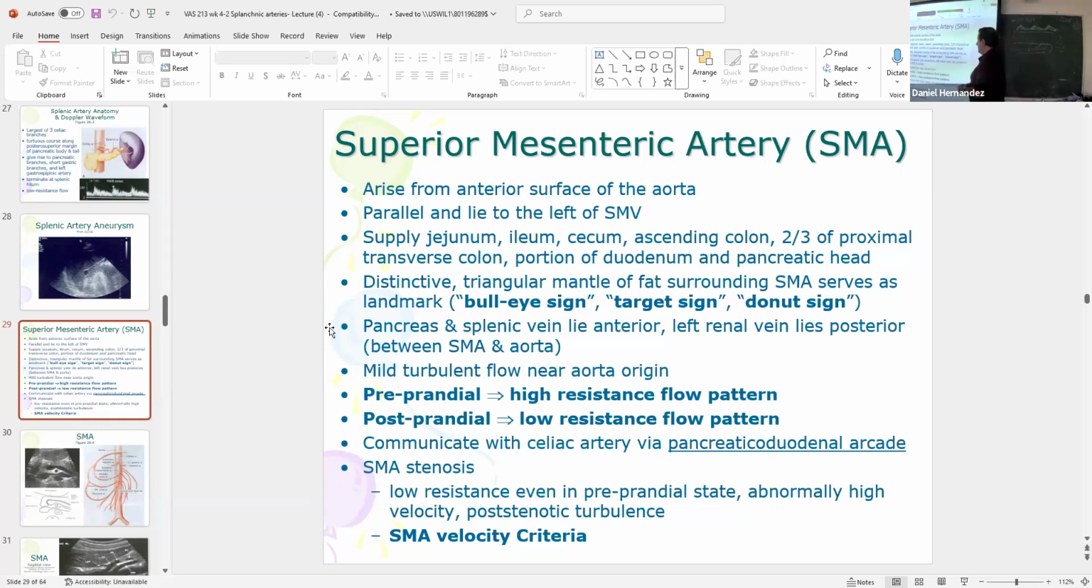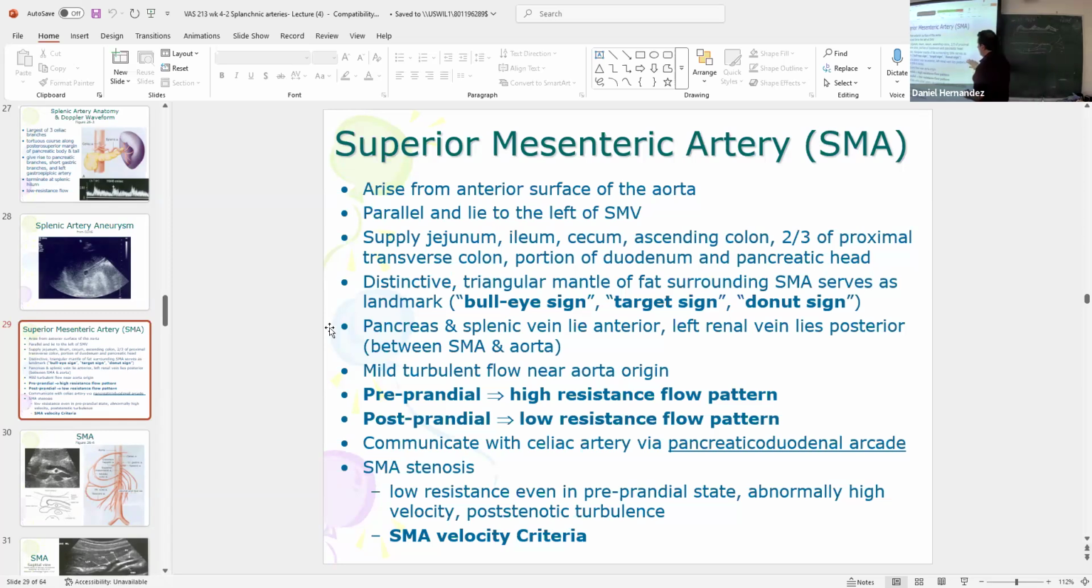The pancreas and splenic vein lie anterior to it. Or it lies anterior to the pancreas and the splenic vein. Yeah, the pancreas is inferior to it. Oh no, yeah. It is anterior, okay. The splenic vein is posterior.